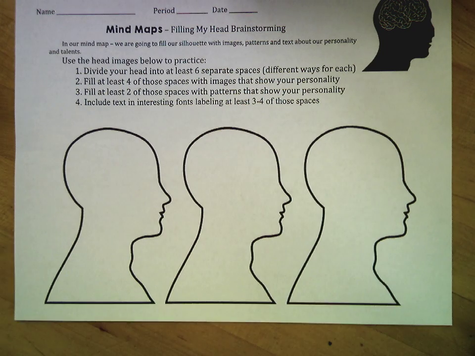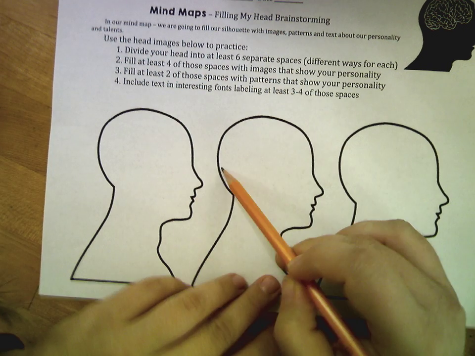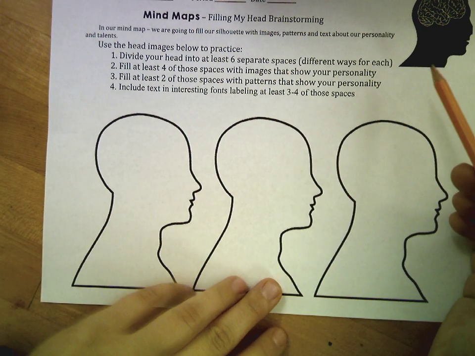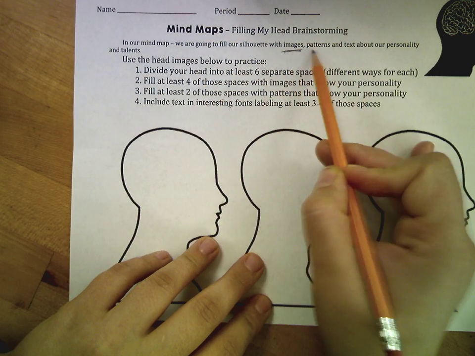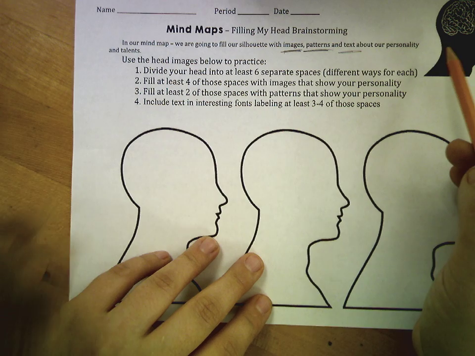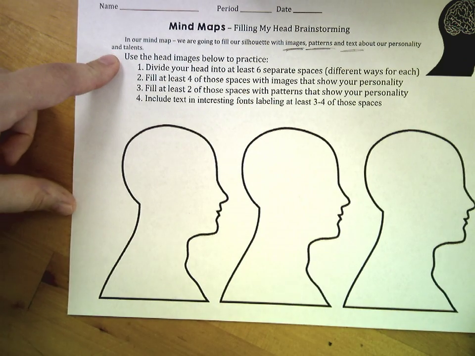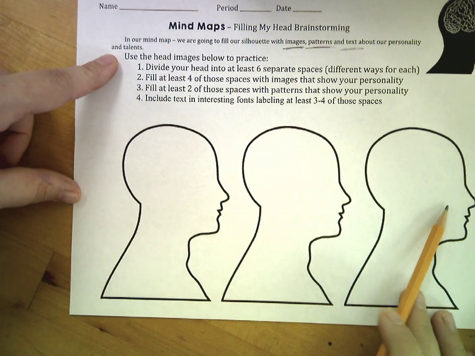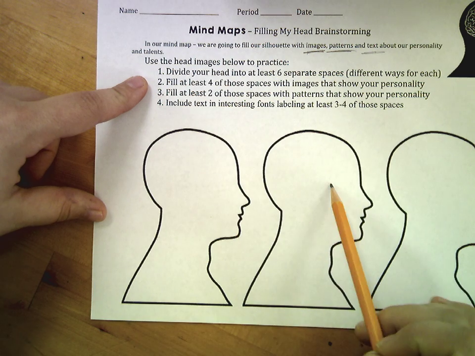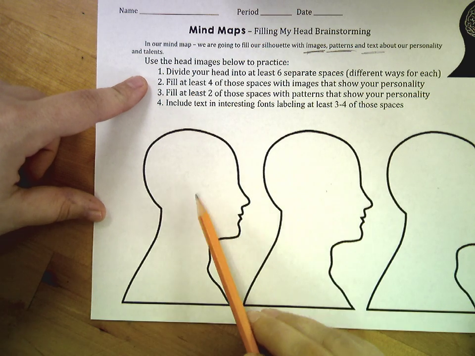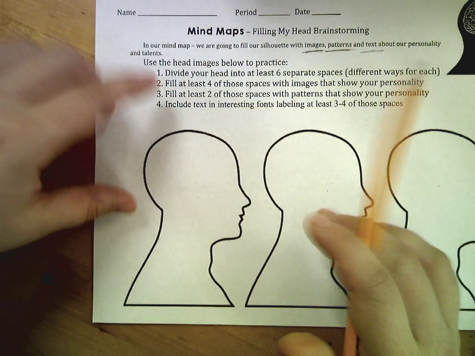All right, ladies and gentlemen, so we are now going to work on brainstorming what is going to be inside of our silhouettes. So we are going to fill our silhouette with images, patterns, and text about our personality and talents. So we're going to use that first worksheet and that second worksheet together to fill up our heads. So using these three heads, we're going to brainstorm three different ways of organizing or putting together our heads.